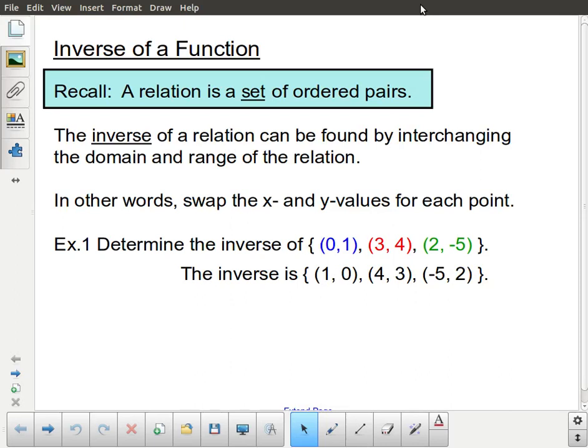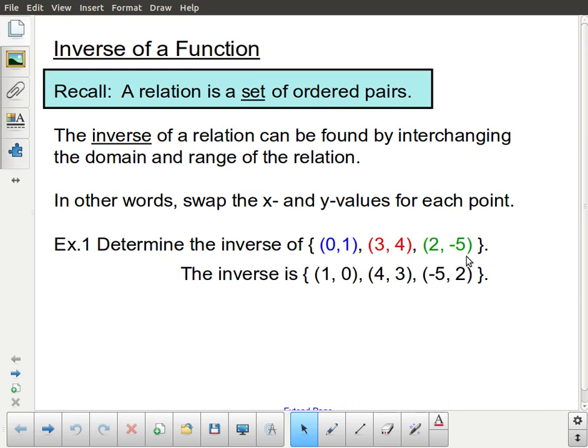For this lesson, we're going to be taking a look at the very important topic related to the inverse of a function. So the first thing I'll do is remind you of something that we talked about before we even introduced functions. We talked about relations. A relation can be thought of as a set of ordered pairs. That set of ordered pairs can be represented a number of ways. It could be represented as a list of points.